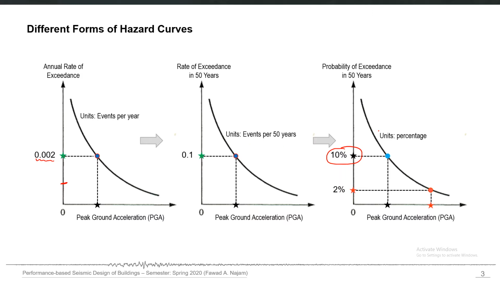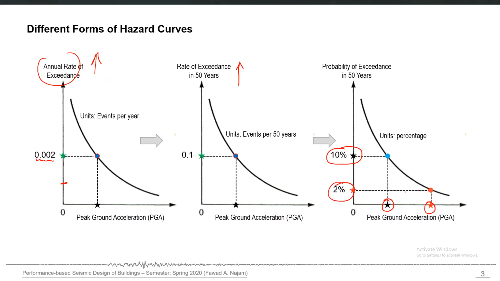So these are three different forms of the hazard curve. We can have the annual rate of exceedance on the y-axis, we can have the rate of exceedance in certain years, and we can also simply consider it as the probability of exceedance in a certain number of years. So 0.1 simply means 10% probability of exceedance in the next 50 years. Now it's our choice whether we use 10% in 50 years and come up with this number, or use another definition, let's say 2% in 50 years, and design our structure on a higher number.